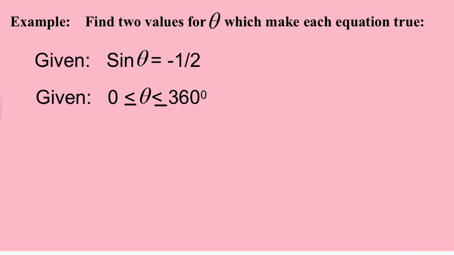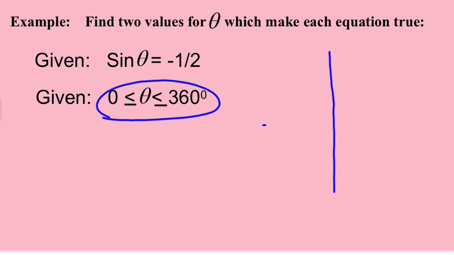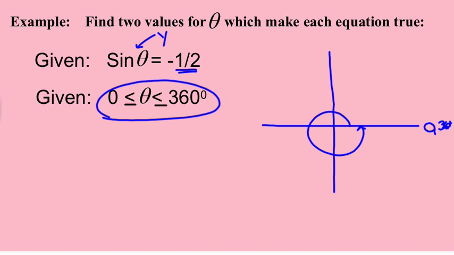So let's talk about this piece first. The angle falls within the first revolution. So here's 0. If I wrap around one revolution, that's 360 degrees. So the angle has to fall in there, and it can't be a negative angle. Then it says the sine of theta, so remember sine represents the y value, and it's negative 1/2. So we look at our unit circle and we say, what is the sine of theta equal negative 1/2? So we're looking for those y values.